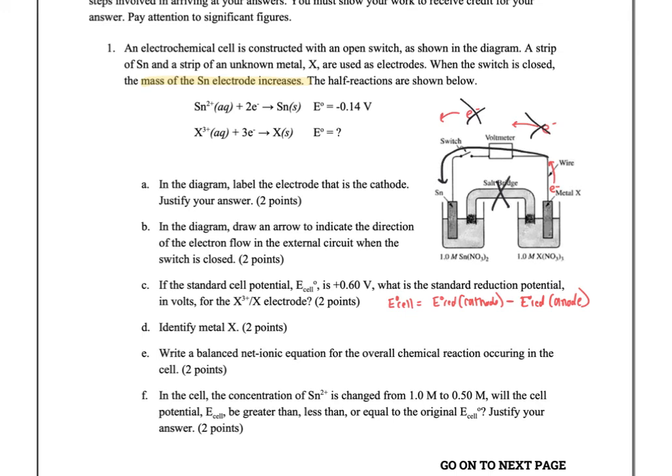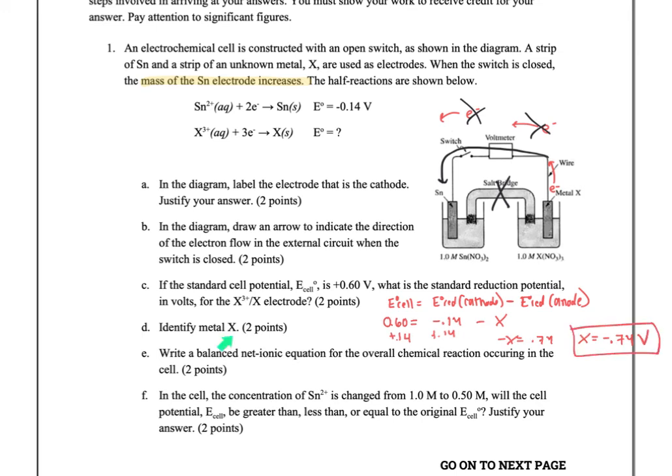Okay, back to letter C. So we're going to take the reduction at the cathode minus reduction at the anode, and it's going to overall equal 0.6. And we know that the cathode is 0.14 minus X. So what we can do is add over this 0.14. So we get negative X equals 0.74, and we divide both sides by -1, so X equals negative 0.74, and the unit is volts. You did lose a point if you did not have a unit.